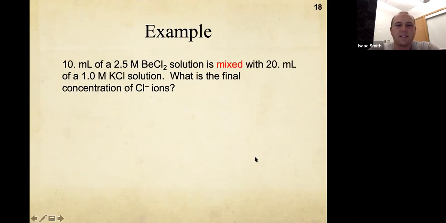All right, here's another example for some more practice. If you want to pause the video and try this out. Okay, so it says we have 10 mL of a 2.5 molar beryllium chloride solution, and you're mixing it with 20 milliliters of a 1.0 molar potassium chloride solution. What is the final concentration of chloride ions?